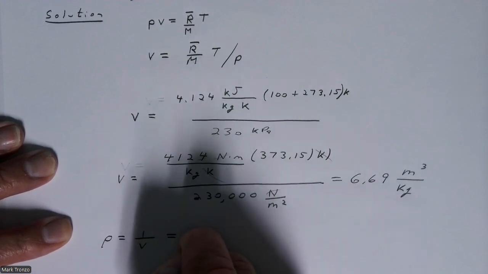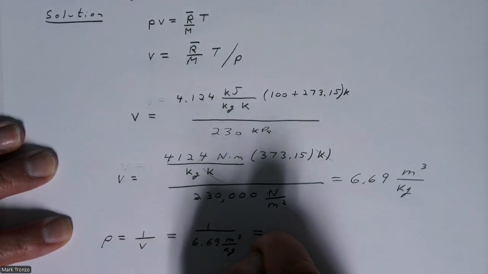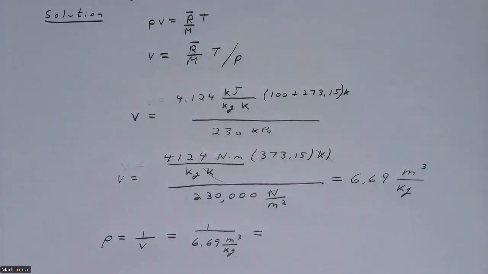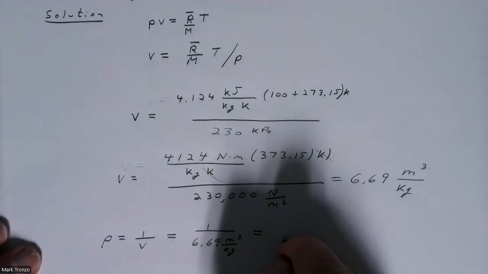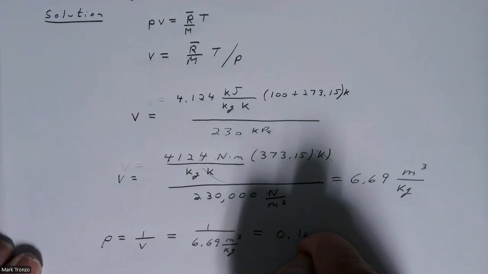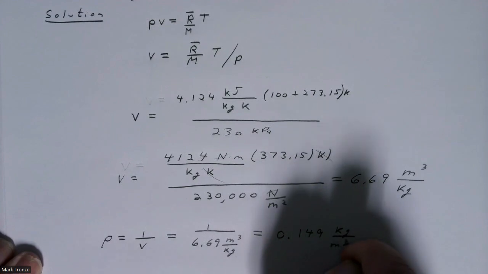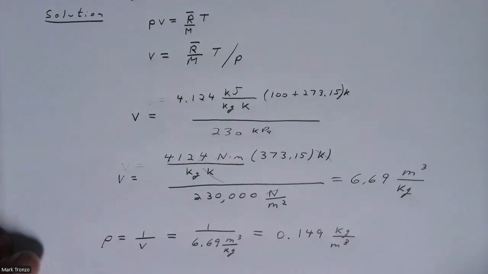And then remember, density is equal to 1 over the specific volume. And so in this case, it's going to be 1 over 6.69. And there's a few more digits, so I'm going to just invert what I have in my calculator. It might have come out exactly the same. Put 149 kilograms per meters cubed like that. So there we have it.